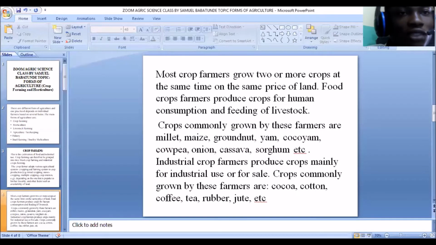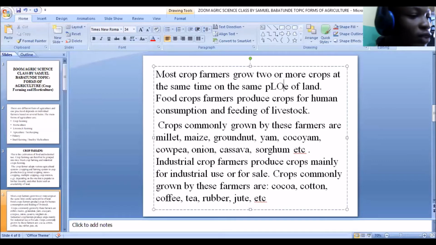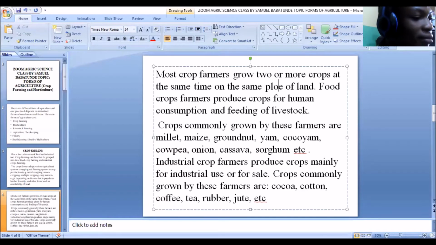Now most crop farmers grow two or more crops at the same time on the same plots of land. Why? It might be due to unavailability of land. Maybe the land is limited, so they have to undergo mixed cropping. Food crop farmers produce crops for human consumption and feeding of livestock.